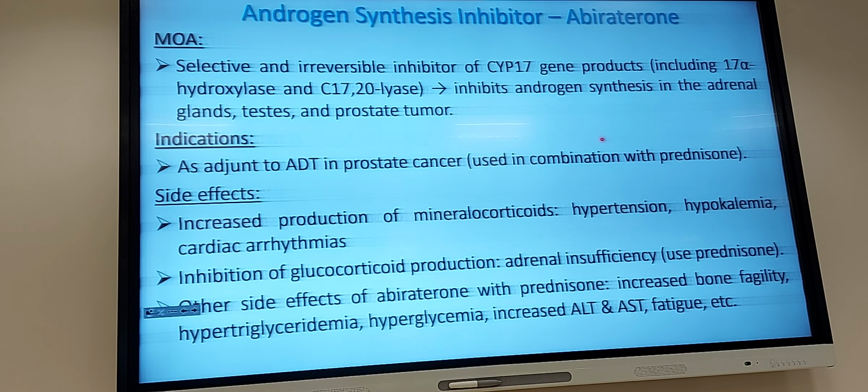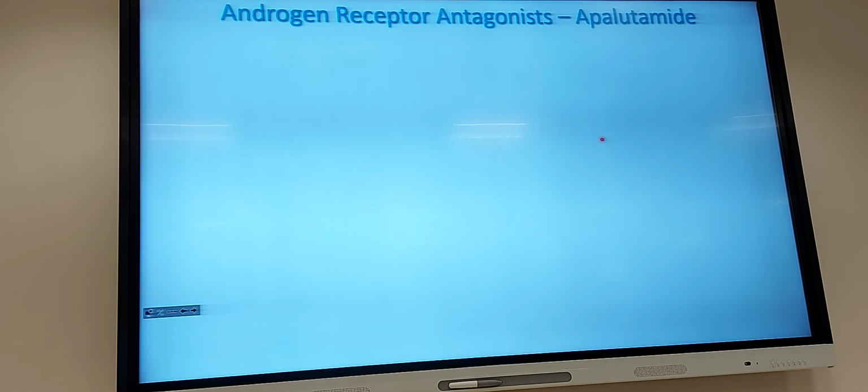Other side effects: when you're using abiraterone with prednisone, they are already on androgen deprivation therapy. So androgens are down, and you are giving prednisone as well. So there will be more bone fragility, more osteoporosis, more risk of fractures. And besides, hypertriglyceridemia, hyperglycemia, and elevation of ALT and AST, these things.